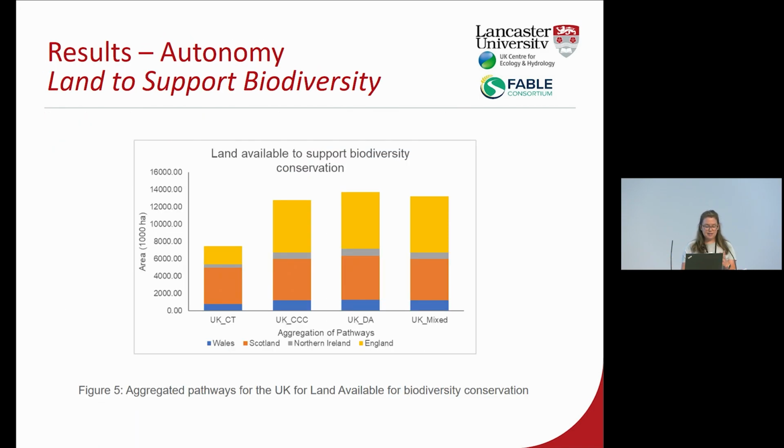If we do that same aggregation again for biodiversity, we see that whilst it does achieve more land for biodiversity, or simulate more land for biodiversity, than the CCC pathways, it is still less than the DA pathways. So there's perhaps an indication here that different priorities have different results. If you focus on biodiversity, you might see lesser gains in the greenhouse gas emission sequestration.